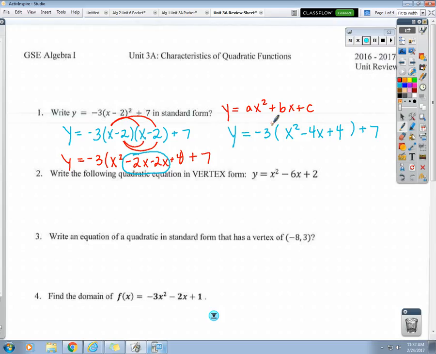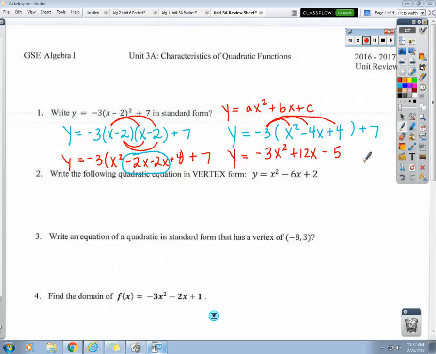Now you can distribute the -3 to everything in the parentheses. So y equals -3 times x squared, which is -3x squared, -3 times -4x, which is positive 12x, and -3 times 4, which is -12. But then look, when you bring that plus 7 down and add it to that -12, what does that become? What's -12 plus 7? -5. And now isn't that in the form ax squared plus bx plus c? So now it's in standard form. I know it's been a couple of weeks, but now don't y'all remember us doing a lot of those? Okay?